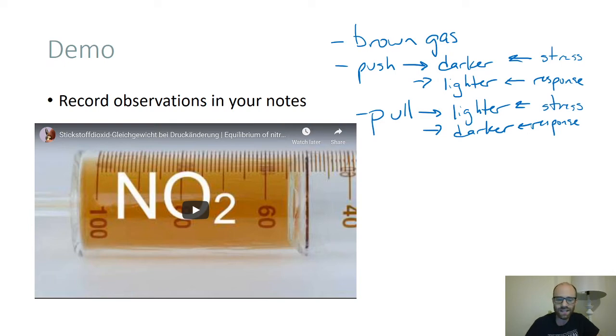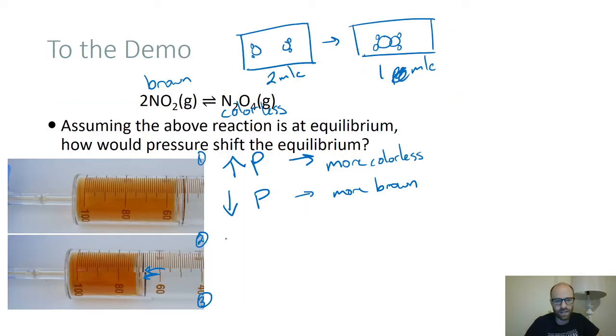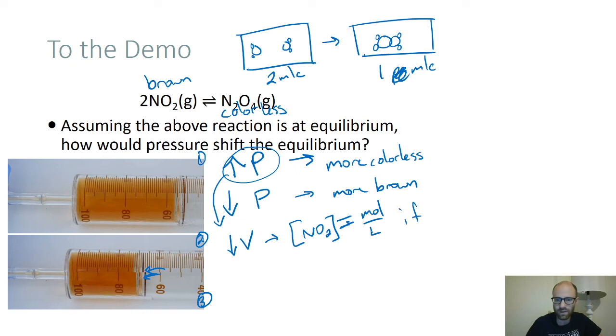The reason you see it get darker before it gets lighter, looking at this, when you increase the pressure, yeah, the shift is that it turns more colorless, but initially there's actually something that happens on a much quicker time scale. This is a gas. Boyle's law dictates that as you increase pressure, you decrease volume. And remember that concentration of NO2 is measured in moles per liter. So if volume decreases, NO2 concentration increases. And then the response would be to make less NO2.